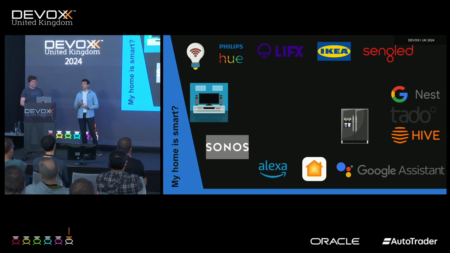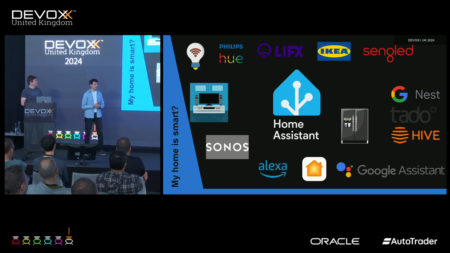And this is kind of where Home Assistant comes in. So Home Assistant is an open source project that allows you to pull everything that runs in your home that is smart, and it can be used to get all the data in one place and also all the controls in one place. So this is what we want to talk about today.